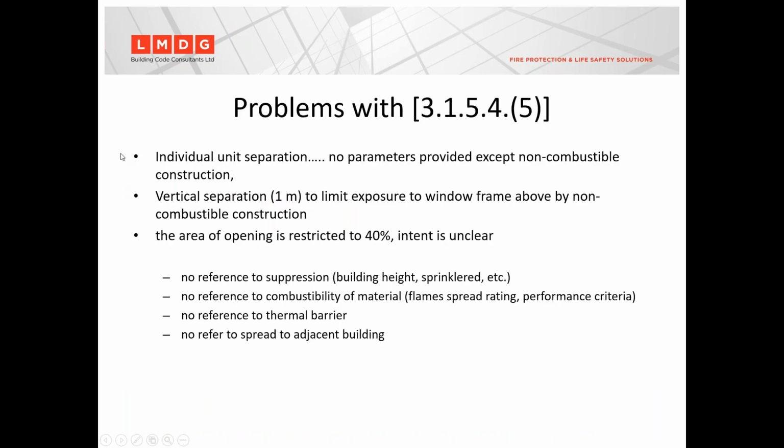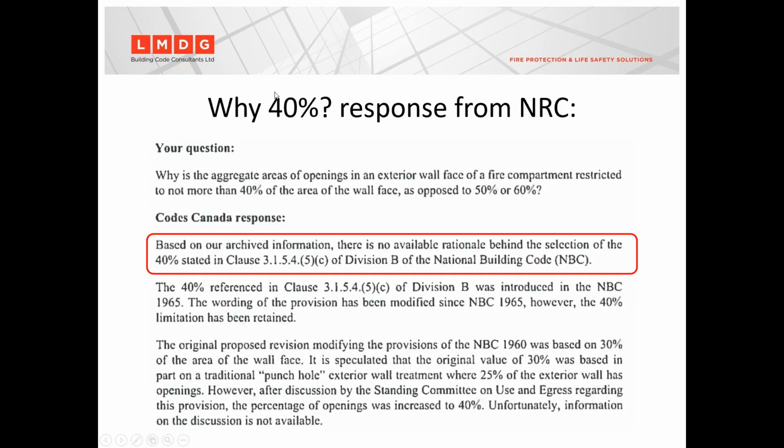So some of the problems that our code consultant brought up about these couple of obscure limits that exist in the Canadian building codes on the use of combustible windows is that, to start with, why 40%? That seems kind of arbitrary. So the industry literally asked Natural Resources Canada, NRCan, who regulates the building codes and implements code changes, why is the aggregate area of openings and exterior wall face of a fire compartment restricted to not more than 40% of the area as opposed to 50 or 60% or whatever? And they answered, based on our archived information, there is no available rationale behind the selection of 40% in the National Building Code. So it's arbitrary.